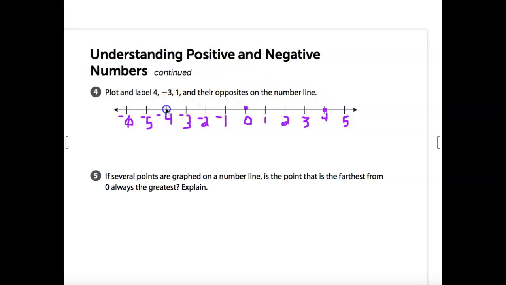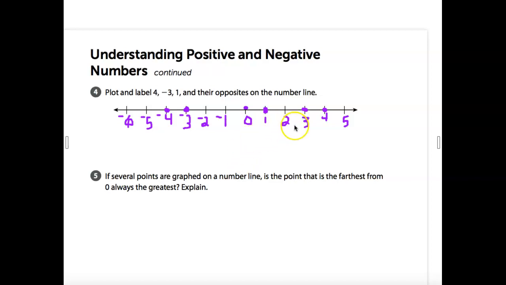I hope you said -4. Those are opposites. All right, so if we go here to -3, and then we have to plot its opposite, the opposite of -3 is 3, right? All right, and then it says to plot 1, and then plot the opposite of 1. I think you know that by now. You got the pattern here going.